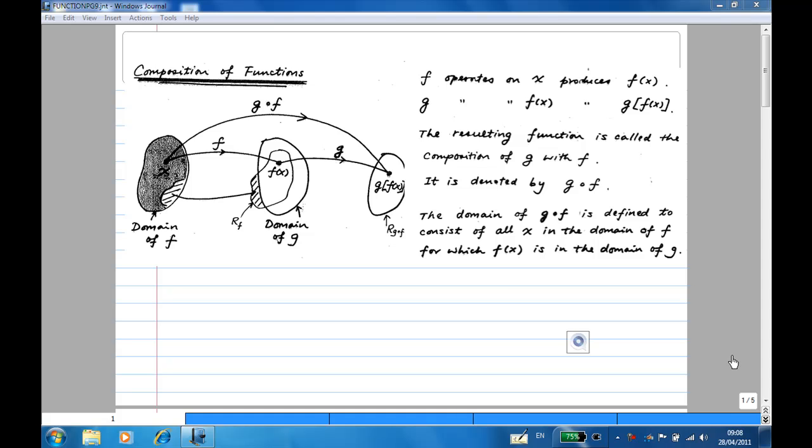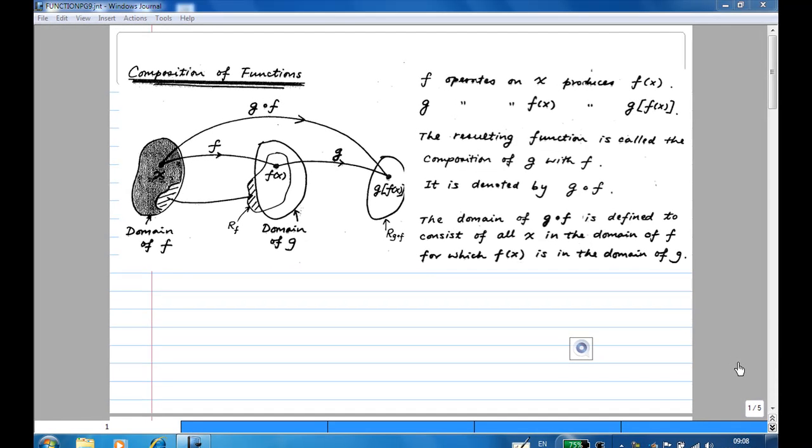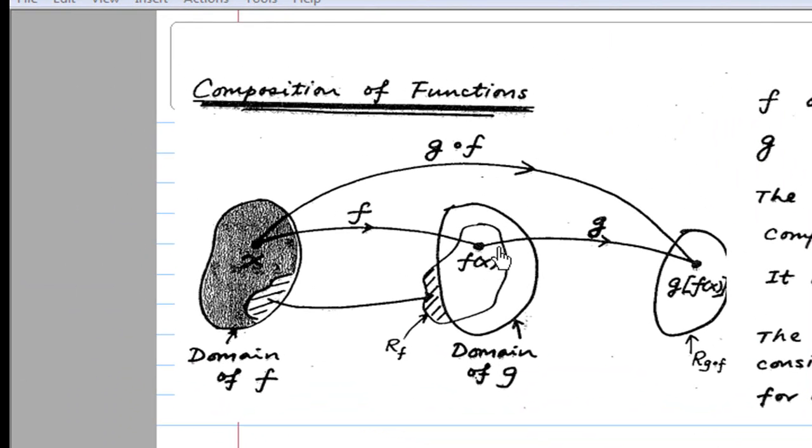Another way to create a new function from old functions is by composition. A composition of two functions is applying two functions, one at a time. For example, you can apply the function f first, then apply function g. This is called a composition. We call it g composed with f. G composed with f means you apply the function f first, then apply the function g.